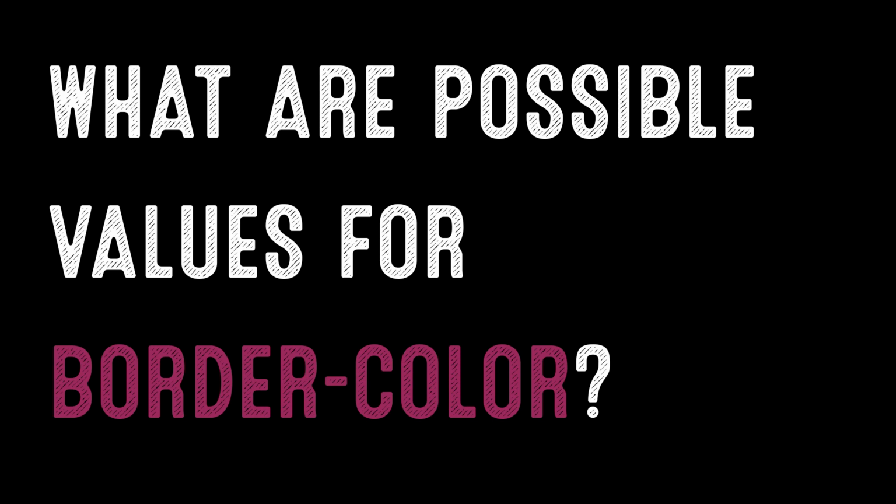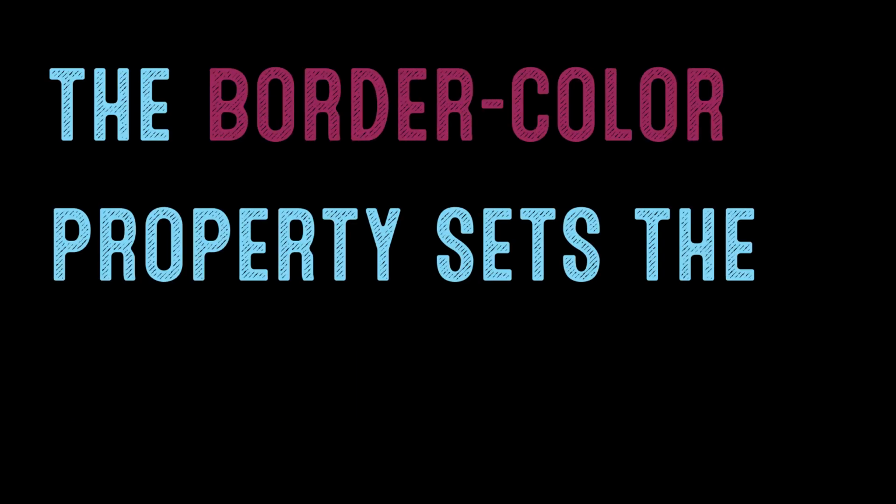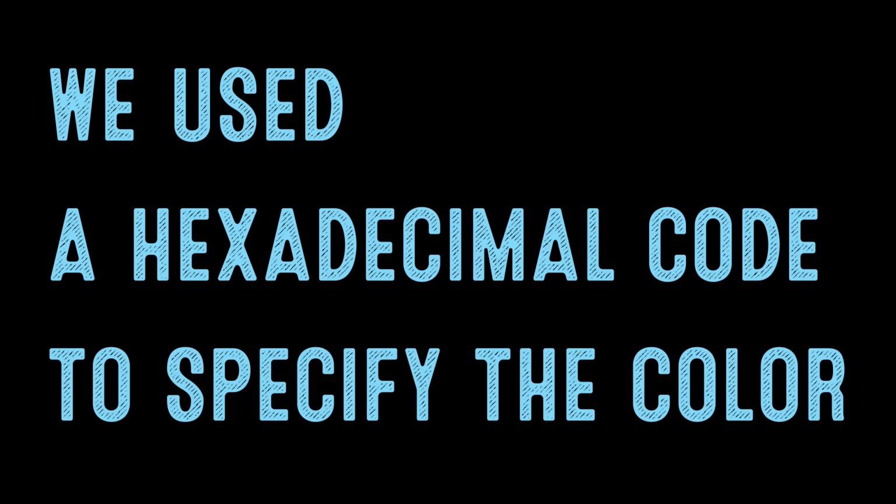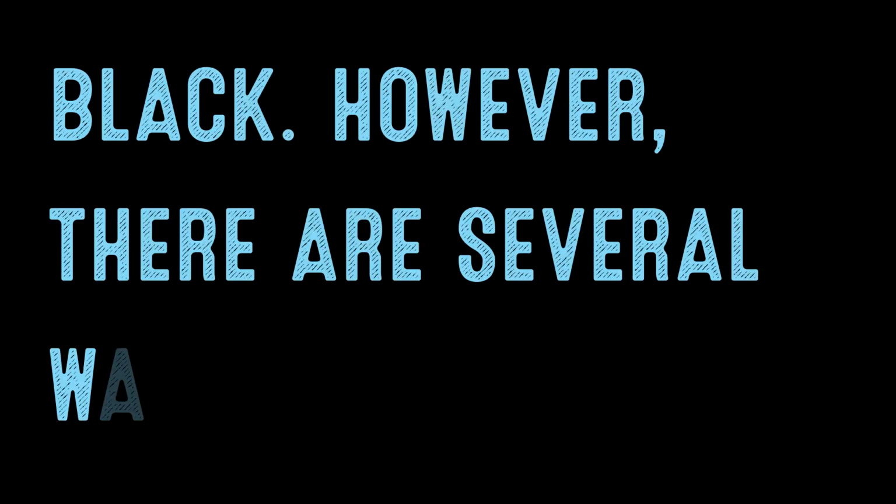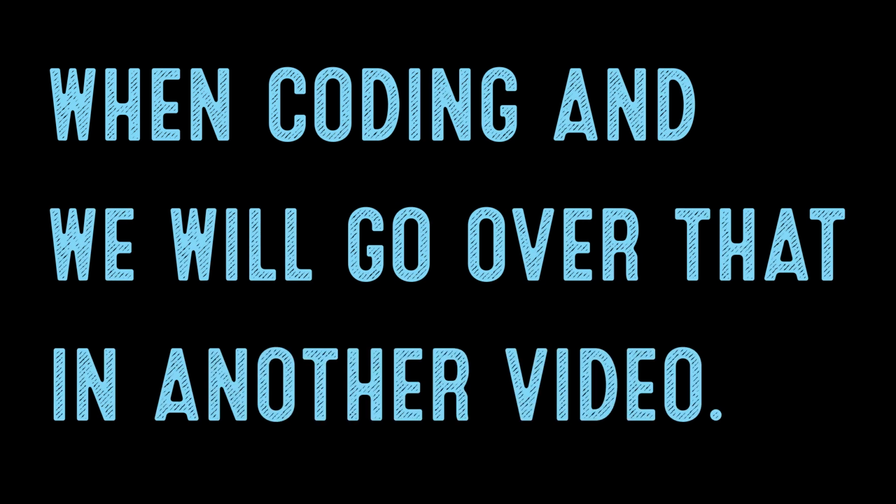What are the possible values for border color? The border color property sets the color. In our demo, we used a hexadecimal code to specify the color black. However, there are several ways to define color when coding, and we will go over that in another video.